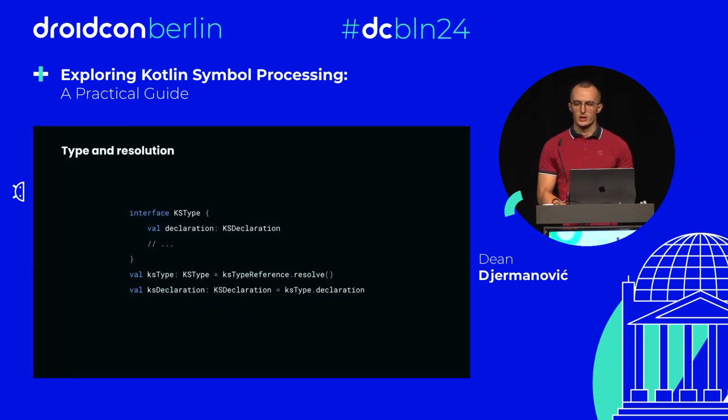If the original declaration referenced by KSTypeReference is needed, it can be obtained by resolving to KSType and accessed through KSType.declaration. However, a processor should only resolve to a type when specific information from KSType or KSDeclaration is needed.